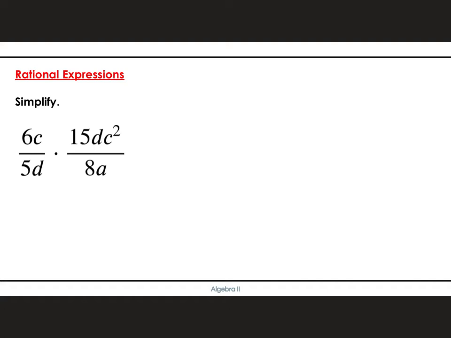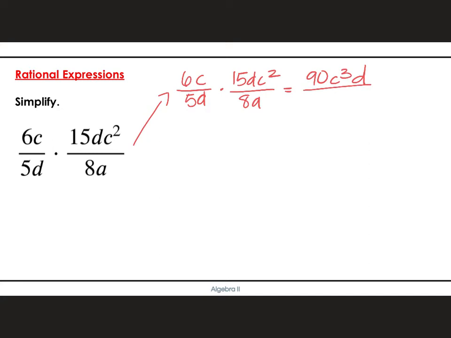The first time, I'm just going to do it regularly, meaning I'm going to multiply fractions the way we discussed when we talked about operations with fractions. So 6 times 15 is 90. Then I have c to the third, because I have a c and a c squared, and then a d. Divided by 5 times 8 is 40.